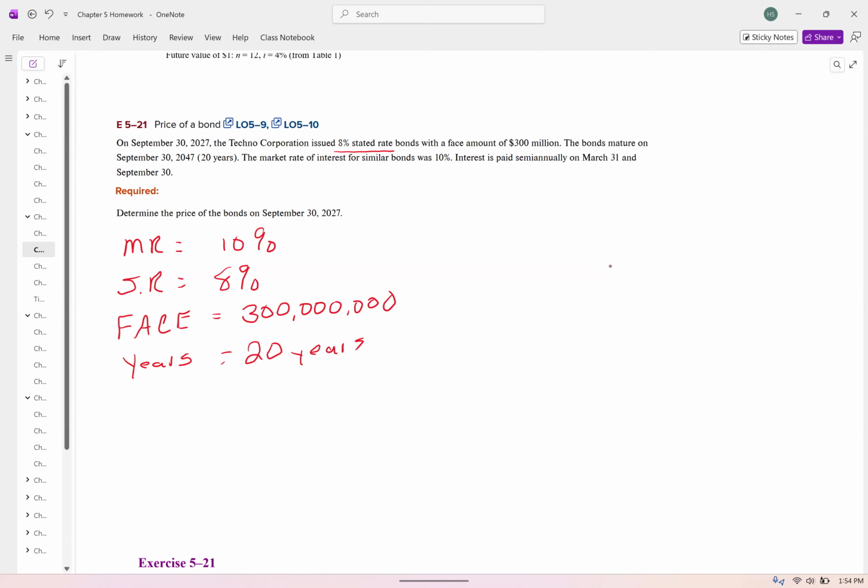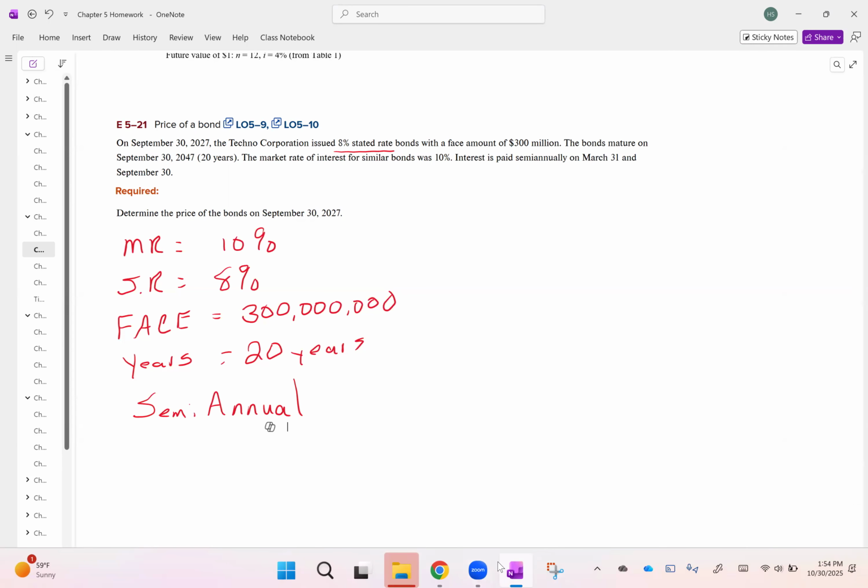So we know right off the bat, our market rate is higher than our stated rate. This is going to be a bond issued at a discount. If it was opposite, it'd be premium. And the market rate is 10%, and interest is paid semi-annual interest. So now I'm going to pull my calculator back up again.